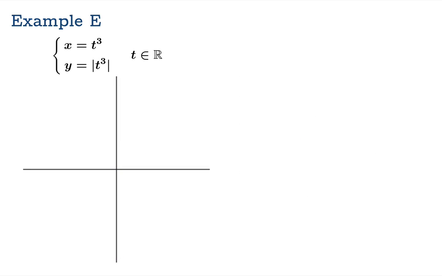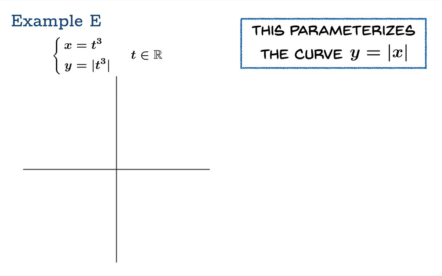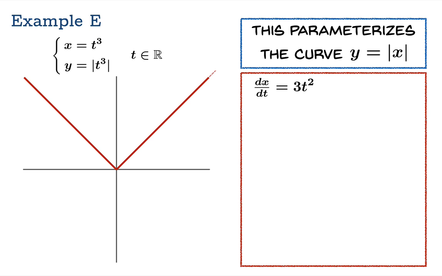Let's turn to our final example, x equals t cubed, y equals absolute value of t cubed. Now it's pretty clear that this should parameterize some part of the curve y equals absolute value of x. And if we watch Desmos in action, we will see that there is a slight hesitation at the origin. And this is going to be backed up by our calculations. So dx/dt is clearly 3t squared.